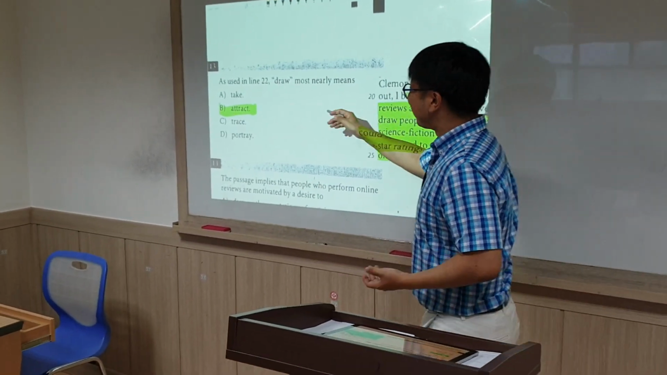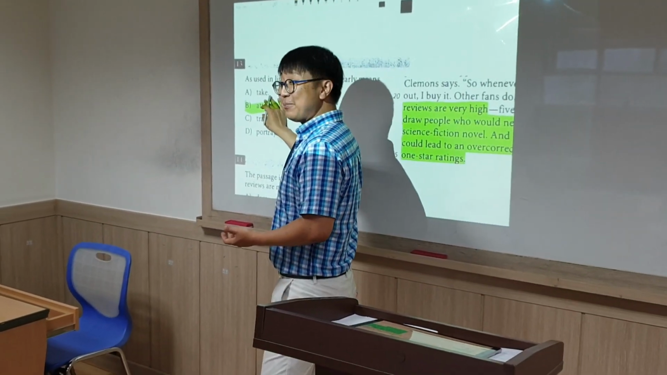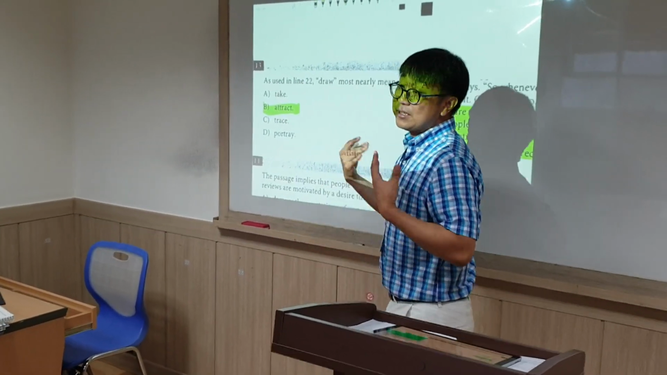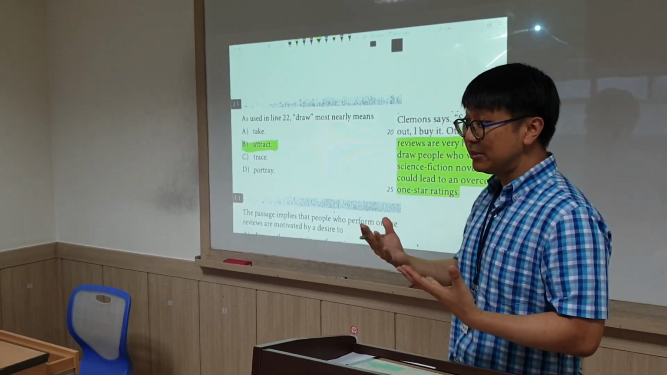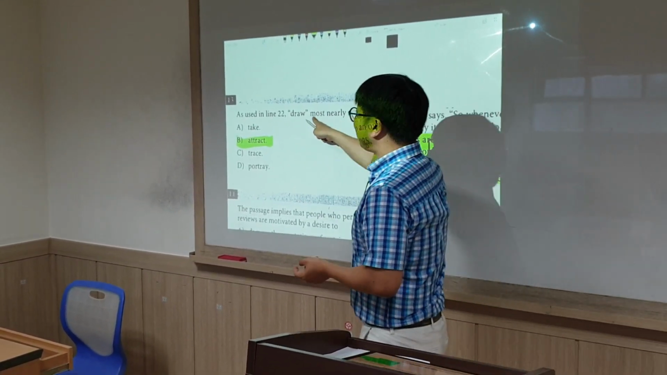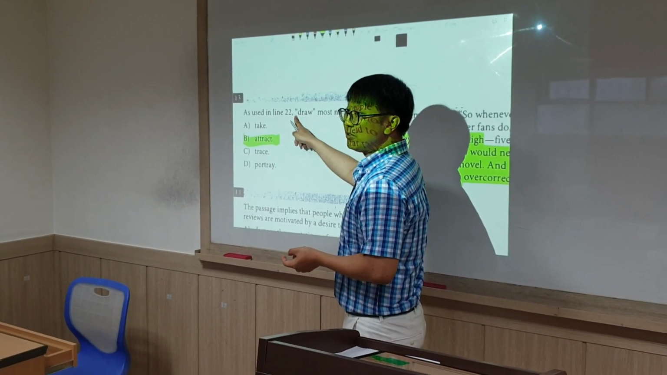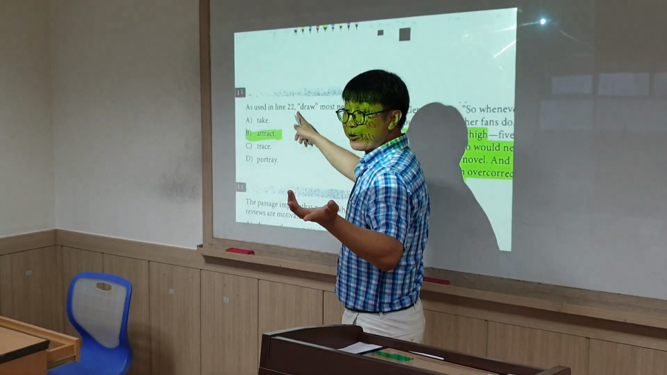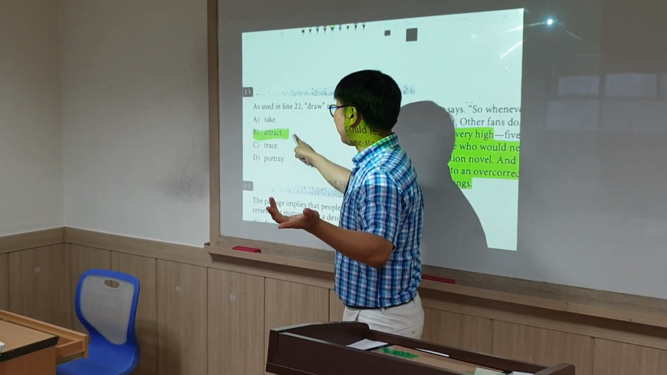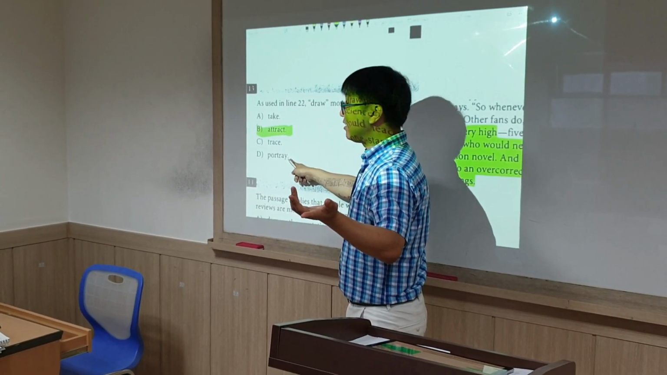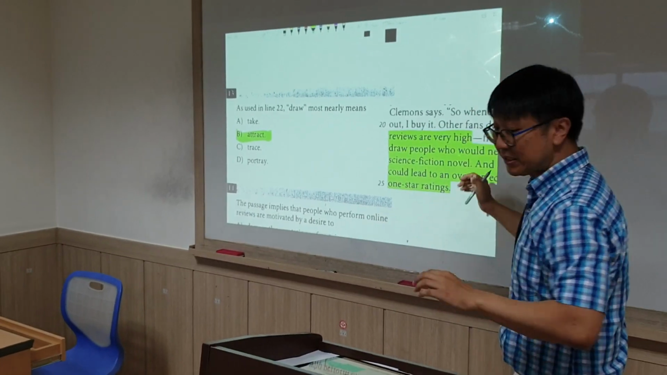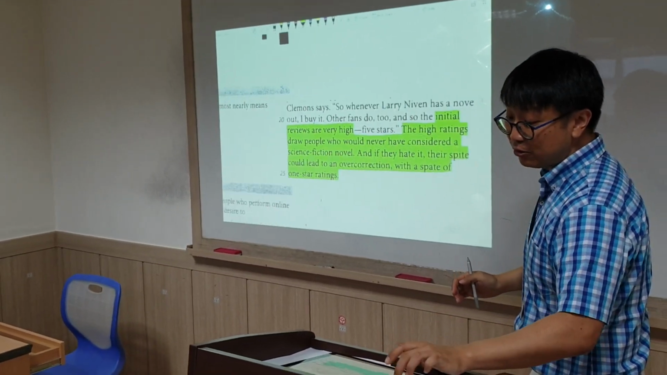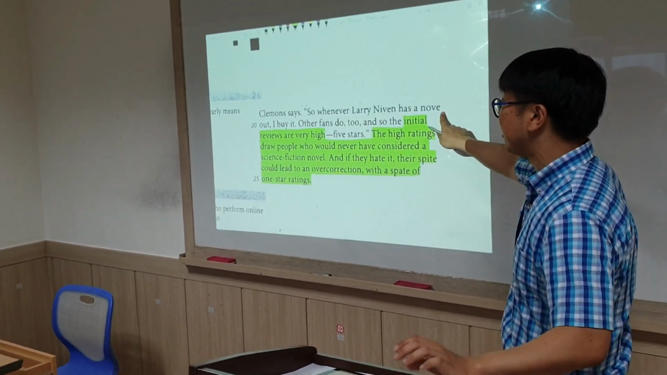As used in line 22, draw most nearly means. And here's the problem. This is vocabulary in context, so it's really hard for people who are not English speakers. Why? If you type in draw on Naver, Korean to English, you're going to find that it means all these things, right? So we have to figure out what the word is by context. How are they using it? And look at this, line 22, I just cut and pasted it so we can see it clearly here.